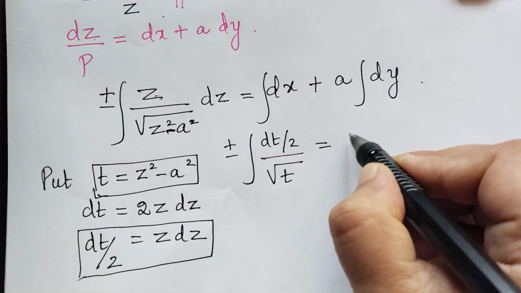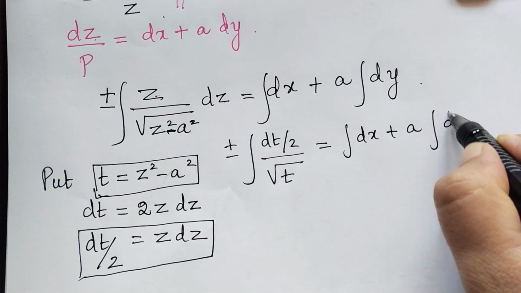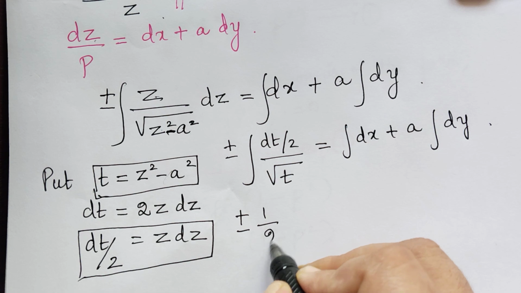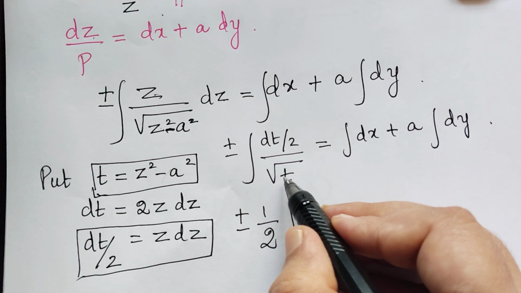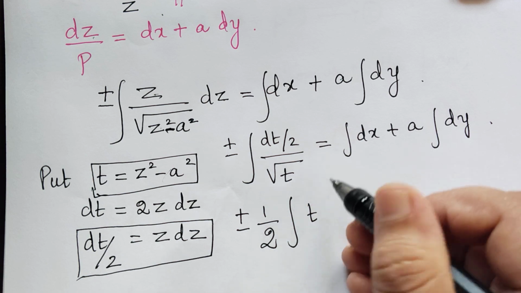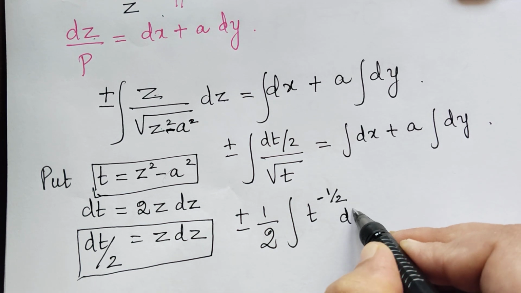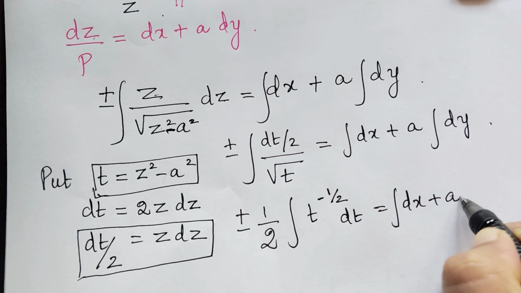So that is equal to integral dx plus a multiplied with integral dy. So this will be plus or minus, this 1 by 2 can be taken out, integral t to the power, now here in the denominator we have t to the power 1 by 2, and when it is taken to the numerator it can be written as t to the power negative 1 by 2 dt is equal to integral dx plus a integral dy.